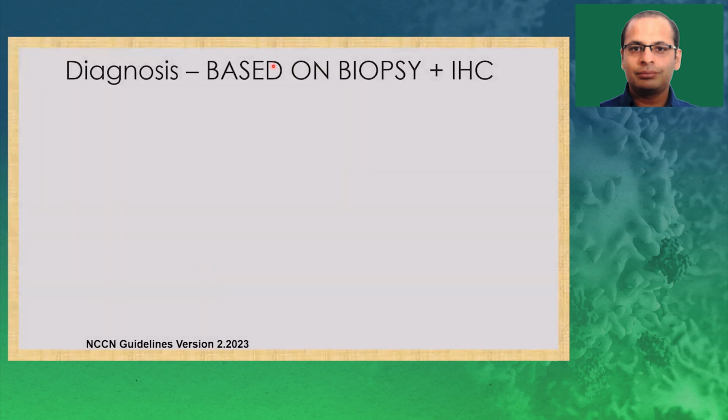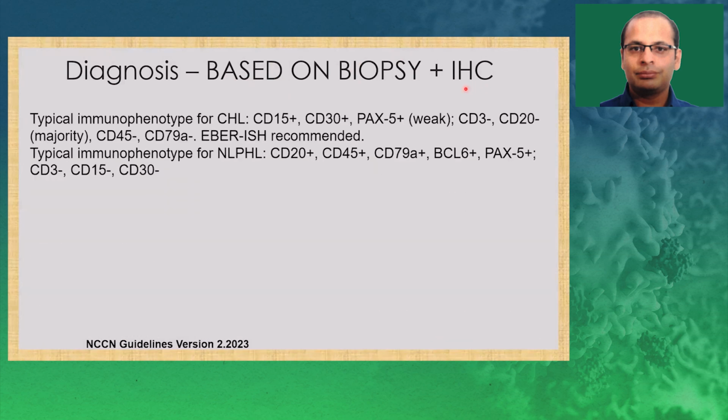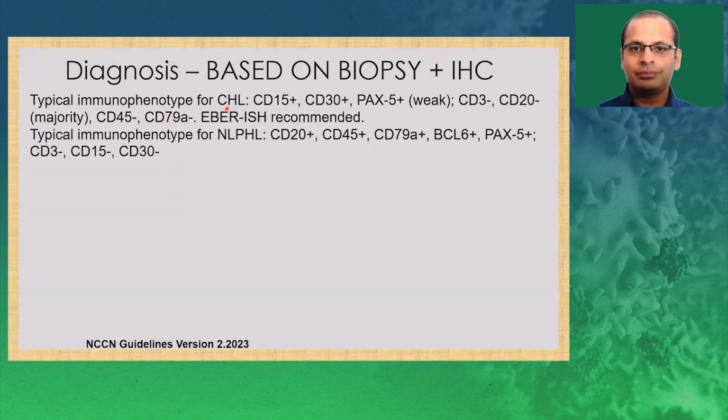If we go into diagnosis, one thing to remember is that diagnosis is based on biopsy of the involved node and immunohistochemistry. This is a typical phenotype of a classical Hodgkin cell: CD15 positive in most of the cases, CD30 around 70% of the cases, PAX5 weak, negative for B and T markers, and EBER is usually recommended and positive. For NLPHL, we see characteristically B cell markers, CD20, 45, 79A, which are positive, then BCL6 and PAX5 are positive. CD15 and CD30 are negative in most of the cases of NLPHL.